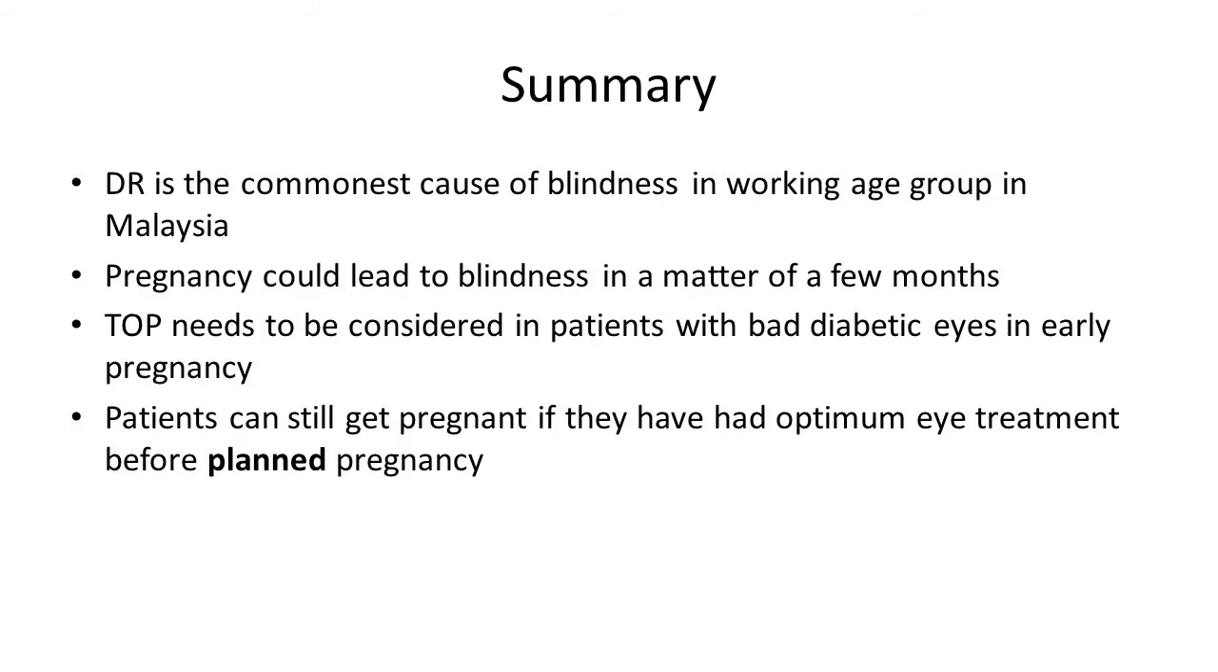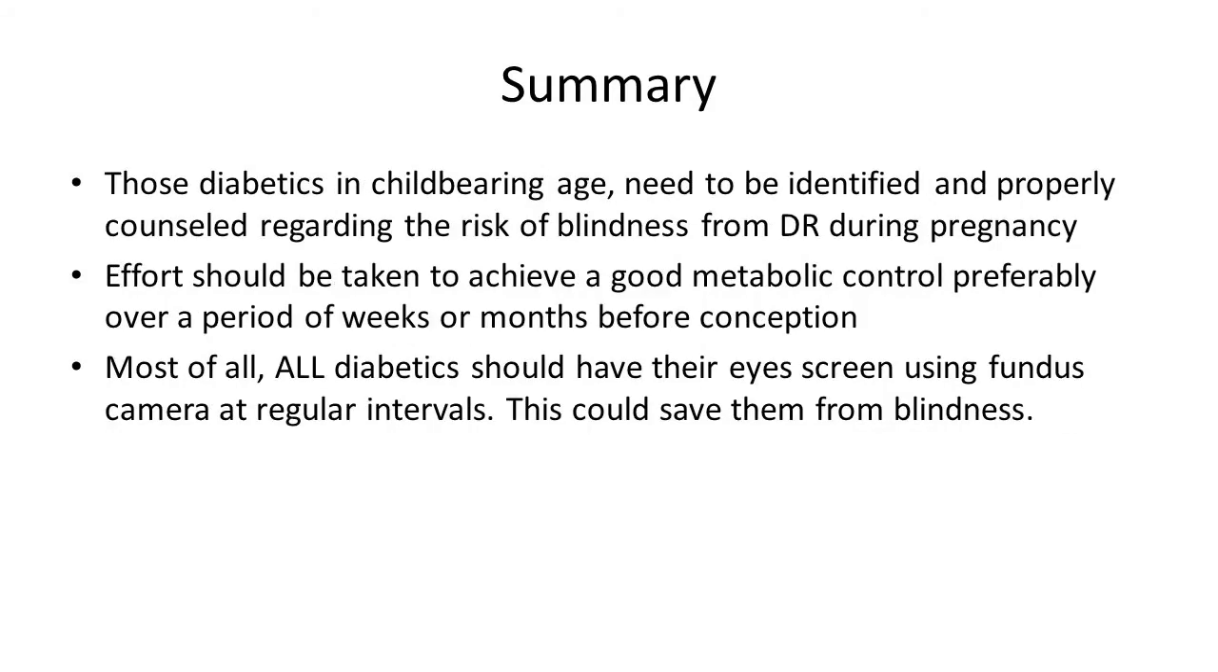So in summary, diabetic retinopathy is the commonest cause of blindness in the working age group in Malaysia, and you know that the prevalence of diabetes is highest in Kedah, unfortunately. Pregnancy could lead to blindness in a matter of a few months. TOP needs to be considered in patients with bad diabetic eyes in early pregnancy, and patients can still get pregnant if they have optimum eye treatment before planned pregnancy. And those diabetics of childbearing age need to be identified and properly counseled regarding the risk of blindness from diabetic retinopathy during pregnancy. And I think, we all know, that effort should be taken to achieve good metabolic control, preferably over a period of weeks or months before conception.